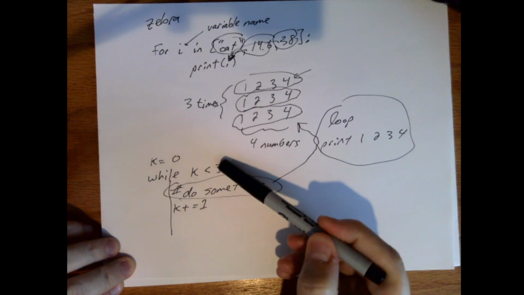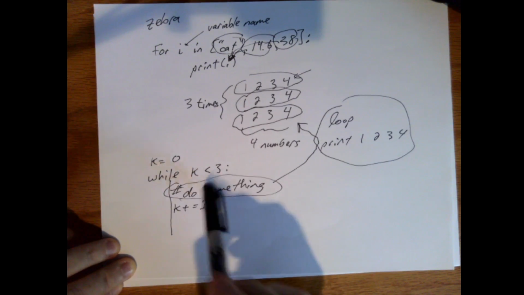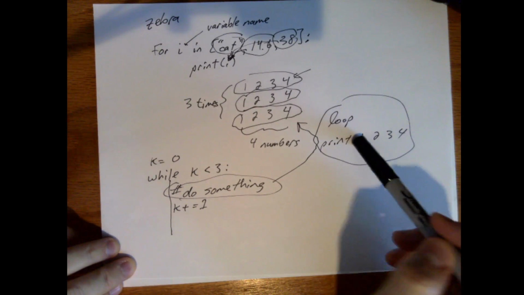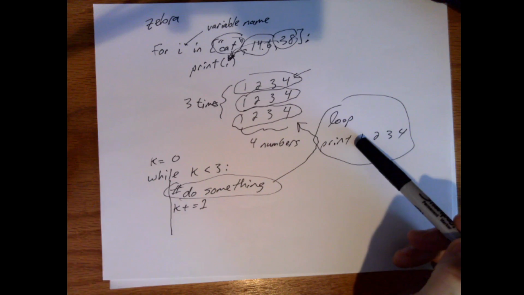The k loop here runs 3 times. On every iteration, I want to do something. And that do something is another repeatable process. All right?